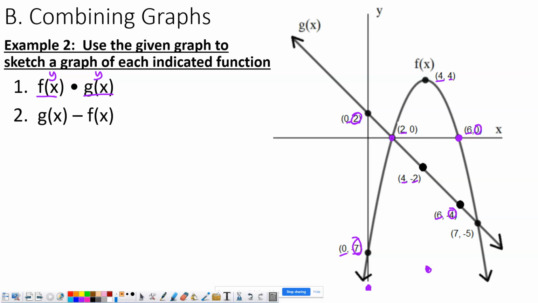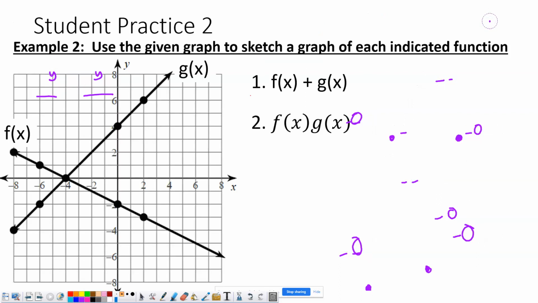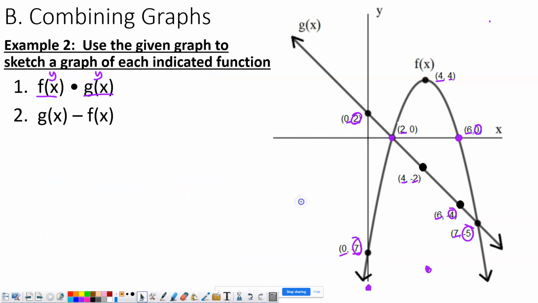Next one, the next x value is 7, and for both functions, the y value is -5. So -5 times -5 is a positive 25, so my new point will be at 25 for x equals 7. So that's a faster way to do it without doing the table. Okay, so I'm going to apply that faster method now to this new problem.